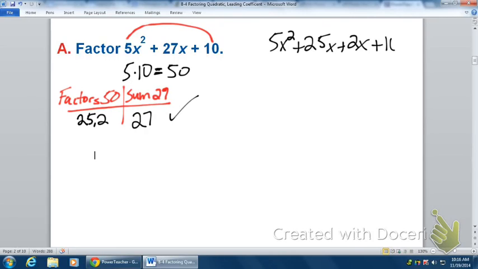This is called factor by grouping. So we split our 27x so that we can factor this thing out.